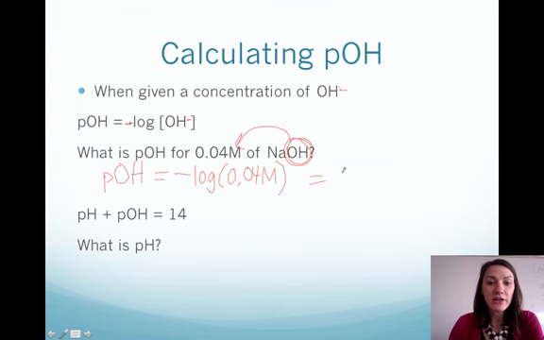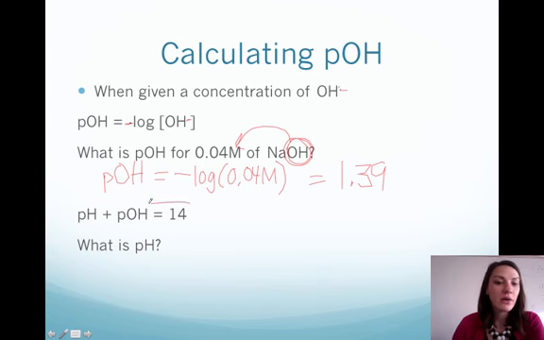So when I put that in my calculator, my pOH is 1.397, for my pOH, all right? But sometimes it's not easy to talk about things in pOH. I really want to know my pH. So what we know is because of that constant for water, we know if I add up my pH and my pOH, I will get 14 every single time.